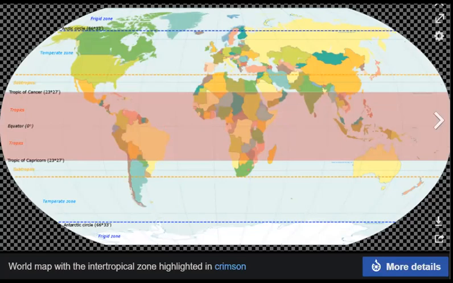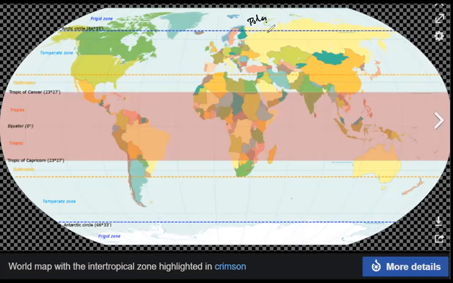If this is the line, after this we have the polar region, which is the Arctic Circle or Antarctic Circle. Beyond this blue line, we have the polar region. Yes, turtles also migrate. So, the polar region.